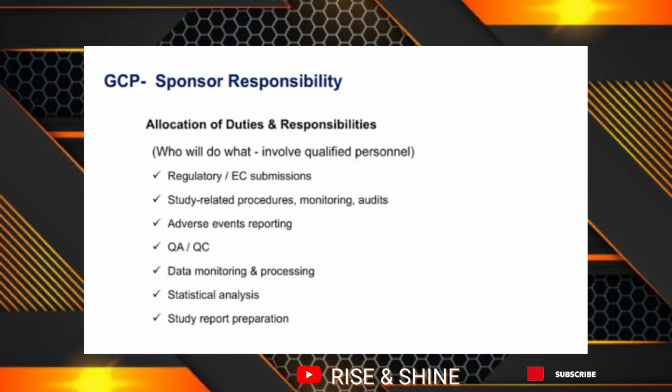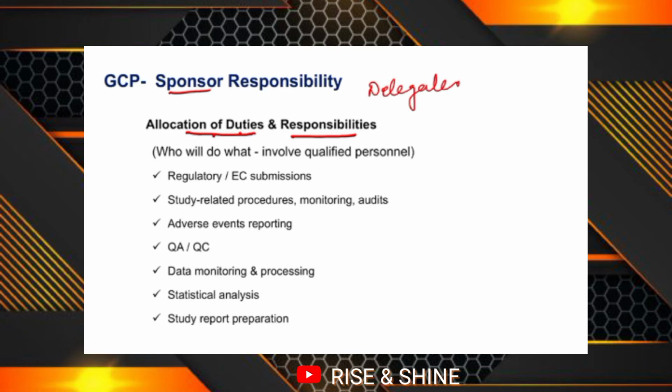Another responsibility of the sponsor is they have to allocate the duties and responsibilities, because this sponsor, as we have learned, who can be the sponsor, you can mention in the comment section, like pharma, institute, who can be the sponsor, right? So a sponsor also has to allocate the duties, because most of the work is being delegated.